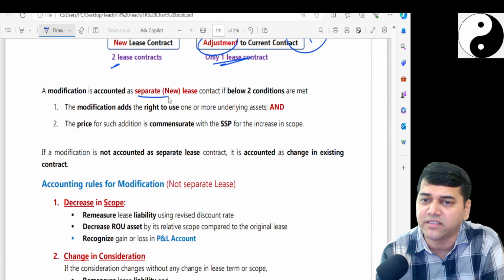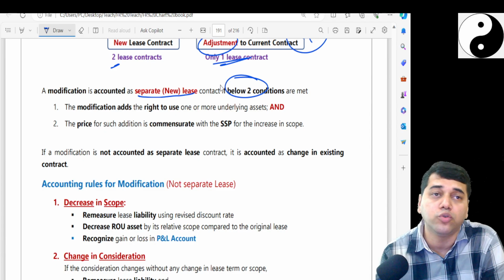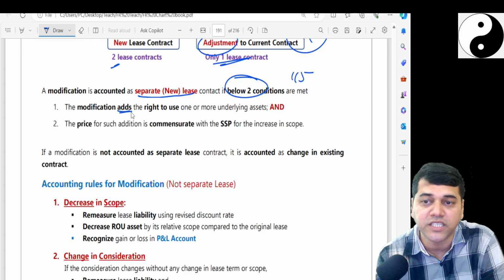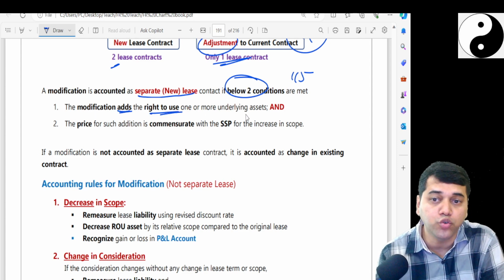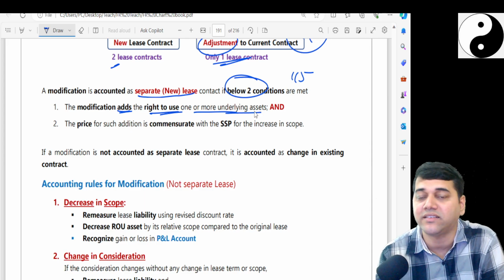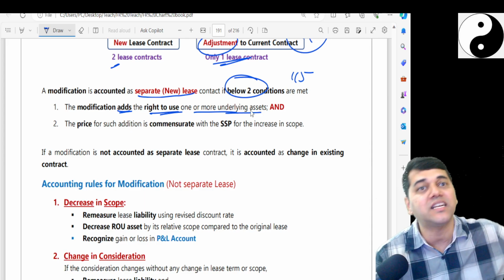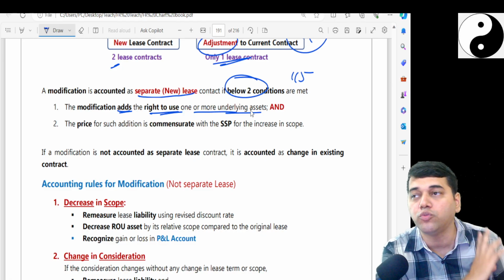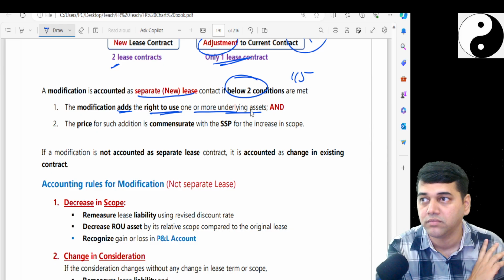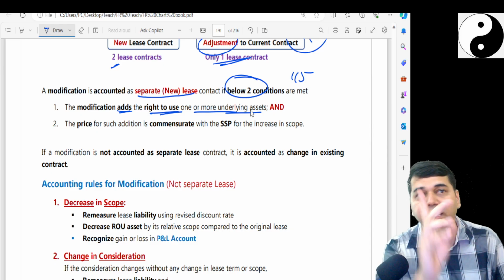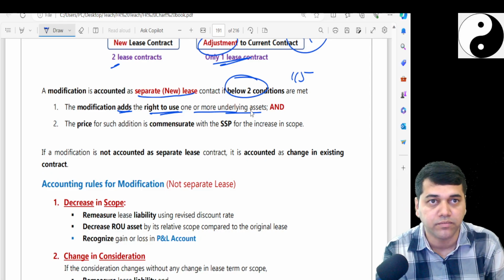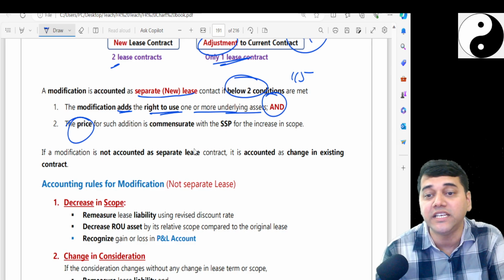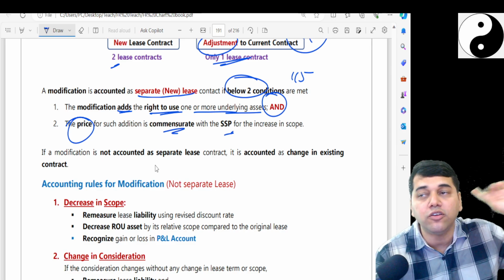Modification is accounted as a separate contract only if the below two conditions are fulfilled. Under IFRS 16, it says that the modification adds right to use one or more underlying assets. That's obviously, that means extra quantity increased. Previously one tipper, this time you took one more tipper. One room, added one more room. One helicopter, you took one more helicopter. But, and the price you pay for that additional is in line with the standalone selling price.